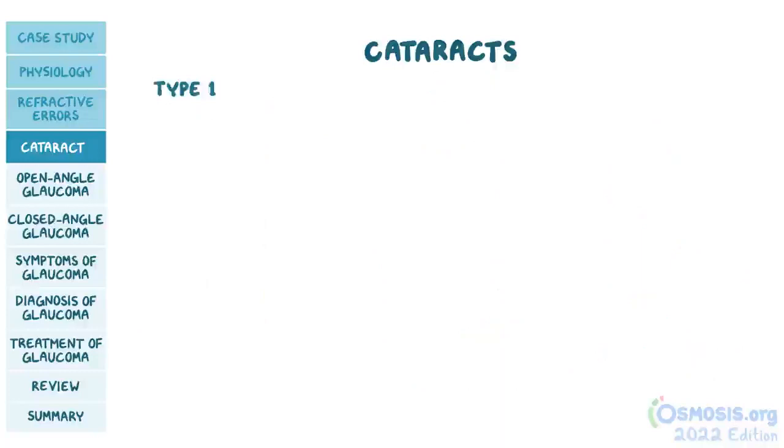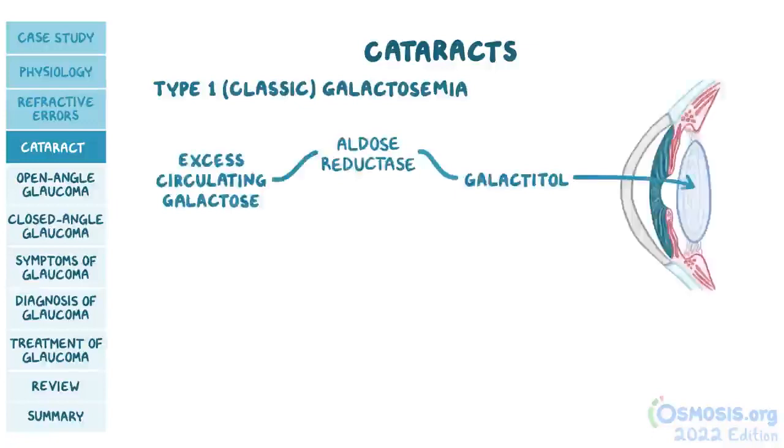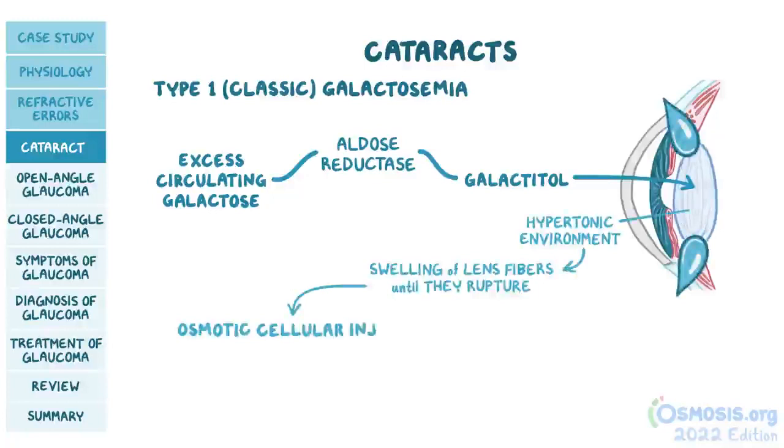Type 1 is the more common type, so it's also called classic galactosemia. Here, excess circulating galactose is converted to galactitol by the enzyme aldose reductase. Galactitol then accumulates in the lens, creating a hypertonic environment that pulls in water, resulting in the swelling of lens fibers until they rupture, and this is called osmotic cellular injury.